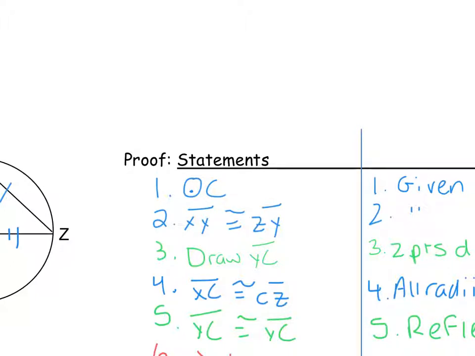So I'll go ahead and name them. Triangle YCX is congruent to triangle YCZ because of side, side, side. And in my proof, that was steps 2, 4, and 5.